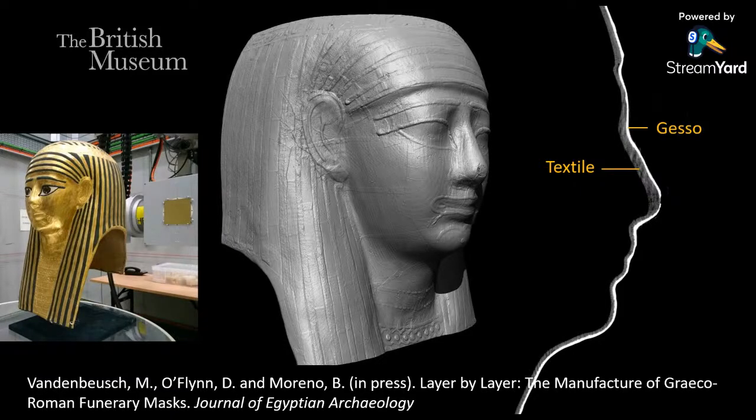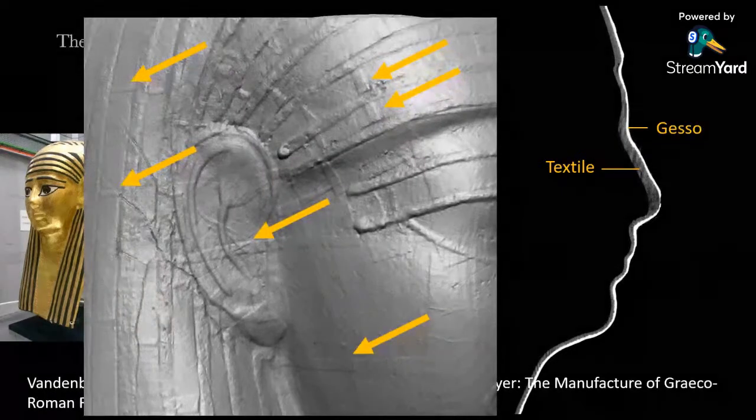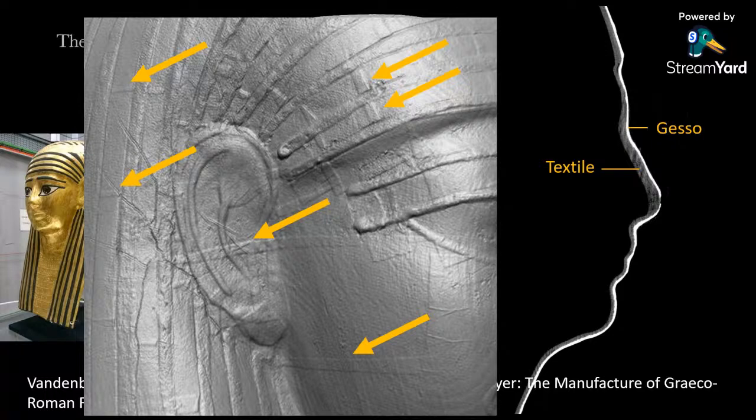And on the surface, after the gesso layer was applied, obviously it's gold, and what happened was the mask was gilded and painted, and that's what we see in our finished mask. If I zoom in on the volume render, the arrows here indicate where there is overlap between the different pieces of gold leaf that were used for the gilding process. It's very easy to disguise those on the surface by burnishing them, which essentially is rubbing the joins until they disappear. But you can see the overlaps very clearly in an X-ray CT scan.